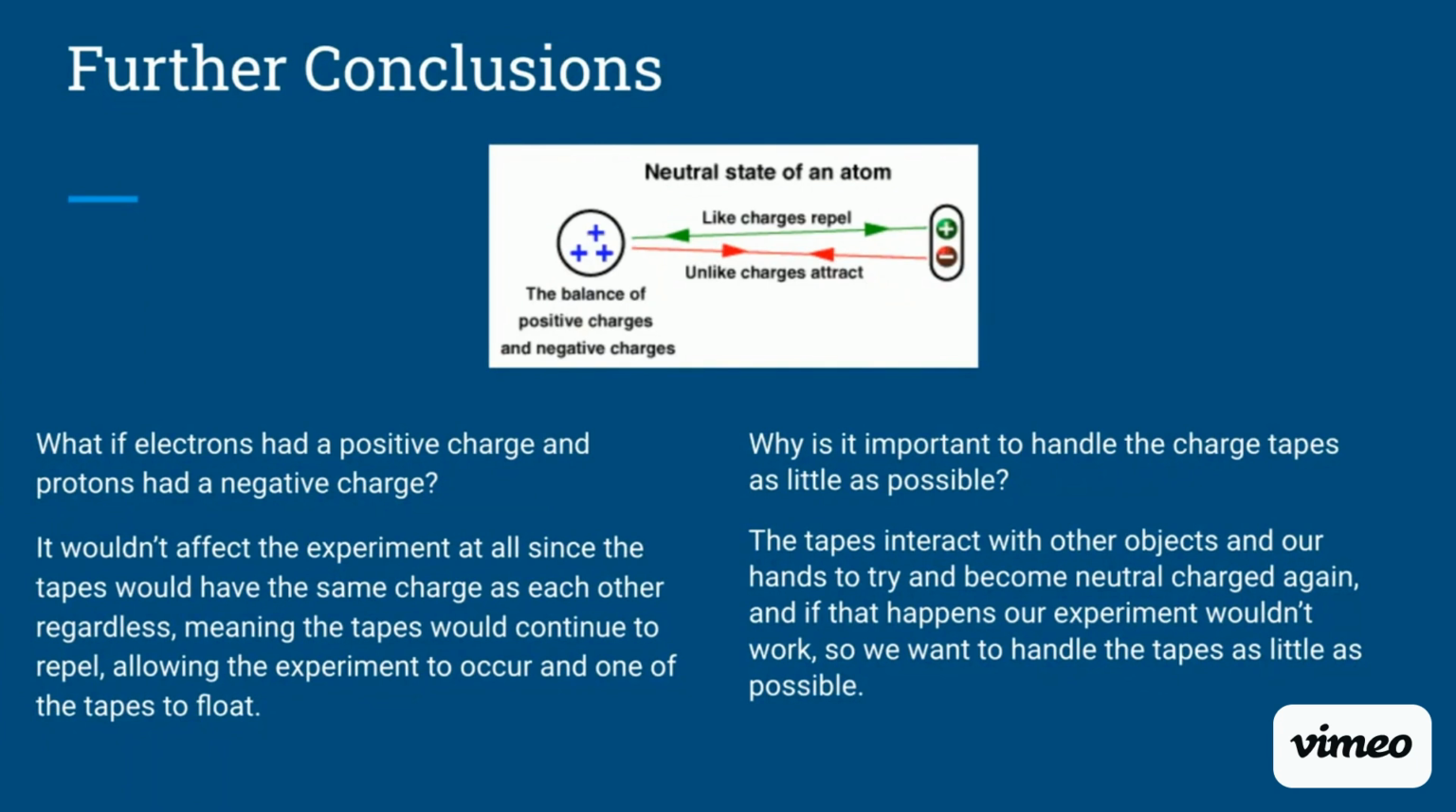Before I end this presentation, it is important to answer some key thoughts. For instance, if electrons and protons switch charges, it wouldn't affect the experiment at all, so the tapes would still have the same charge as each other regardless, meaning the tapes would continue to repel, allowing the experiment to occur and one of the tapes to float. Additionally, it's important to handle the tapes as little as possible because the tapes interact with other objects in our hands to try and become neutrally charged again, and if that happens, our experiment wouldn't work, so we want to handle the tapes as little as possible.